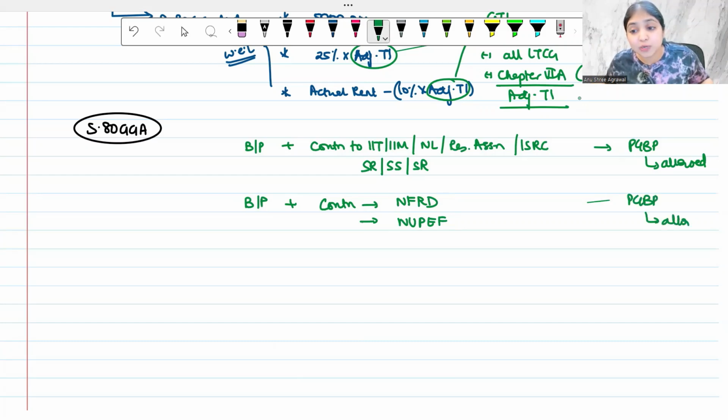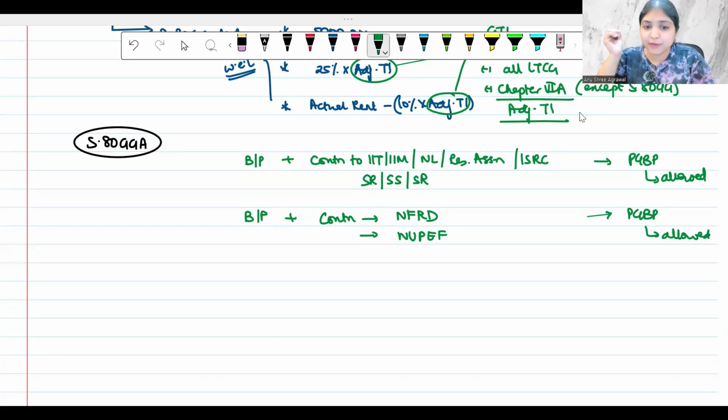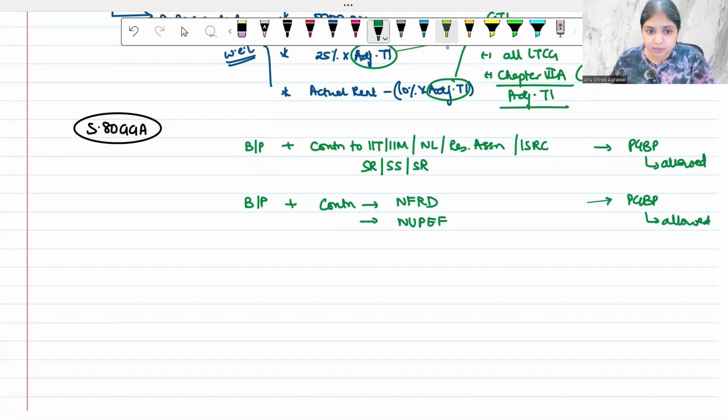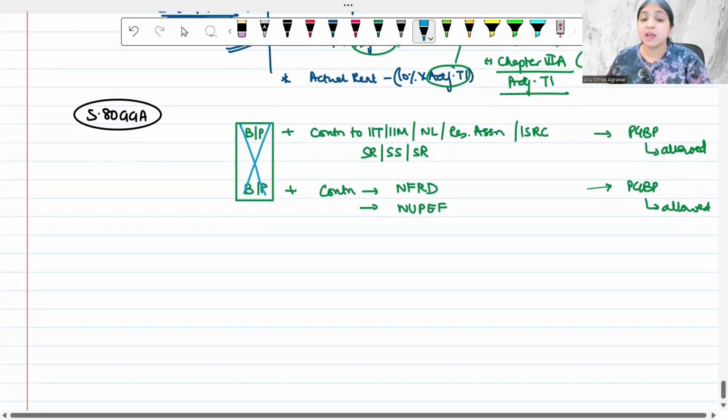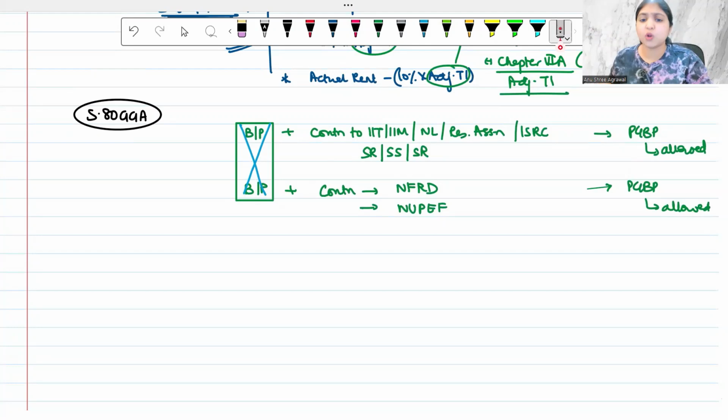I am hoping at least this is sounding very familiar to you. Yes, National Fund for Rural Development and National Urban Poverty Eradication Fund. So, if the assessee has business or profession, and is making these contributions, we are allowing it under the PGBP head. But what if the assessee does not have any business or profession? If the assessee does not have any business or profession, and is making a contribution to outsiders for scientific research, social science, statistical research and all, or is making contributions to these funds, then under the PGBP head it will not be allowed, guys, because no business or profession, so no PGBP head. So in that case, under Section 80GGA, it will be allowed.